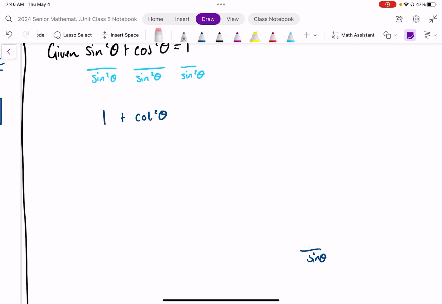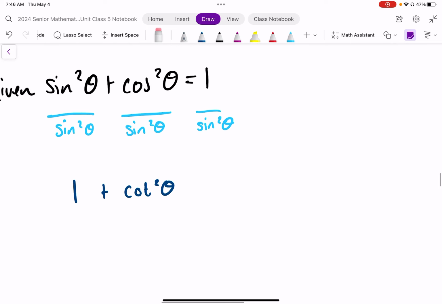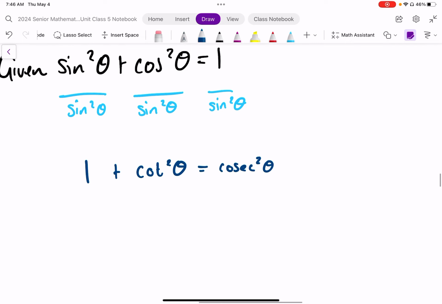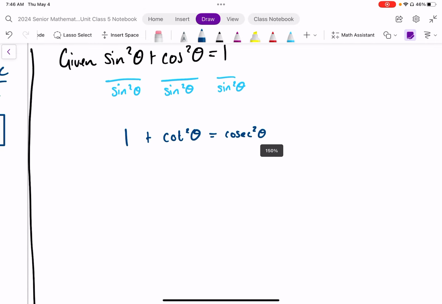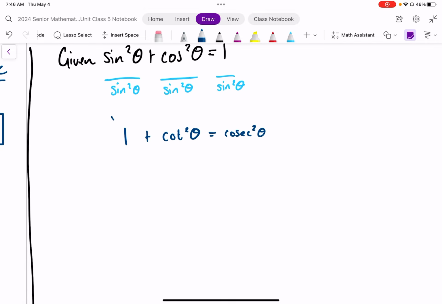So I've got 1 plus cot squared theta, so I'm dividing every term by sine squared theta, and 1 over sine we know as cosec, and then it's squared theta. It is important that we put the squared here, because if I wrote the squared here, it would mean something totally different. It would mean the angle squared. So that's one of our key results.